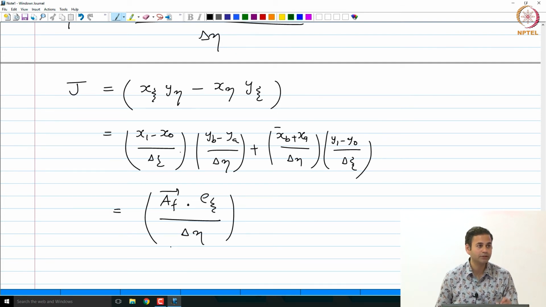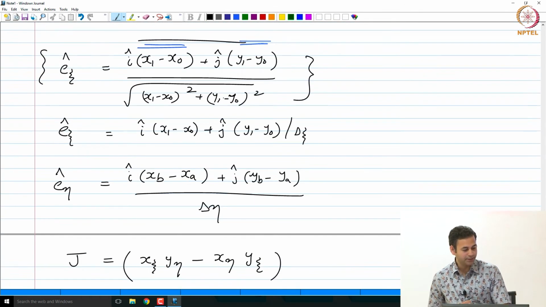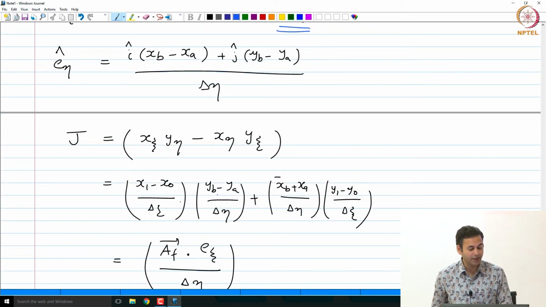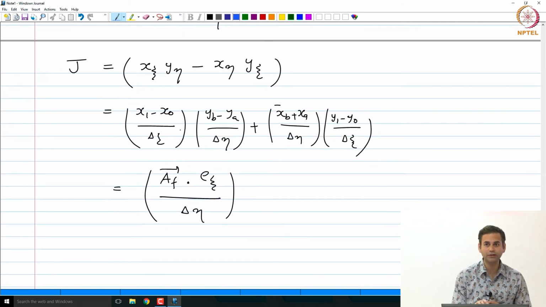Can you check whether this comes back here? We are kind of reducing it to the matrix that we have. Can we write it like this? AF dot E xi by delta eta. There is a delta xi in the E xi definition, so this also gets absorbed. So x1 minus x0 divided by delta xi times yb minus ya would give you AF dot E xi, the ith component, divided by delta eta would remain, right? Can you verify this? Tell me whether it is correct or not. Fine?